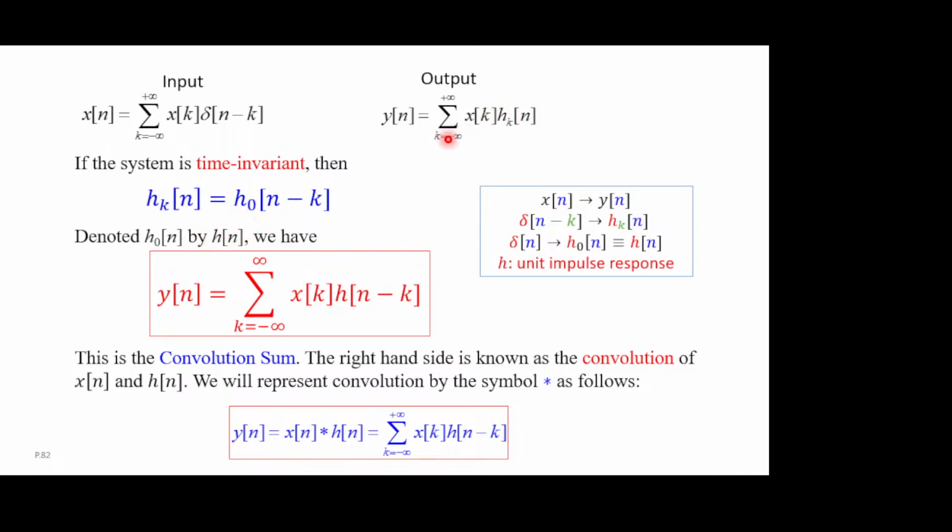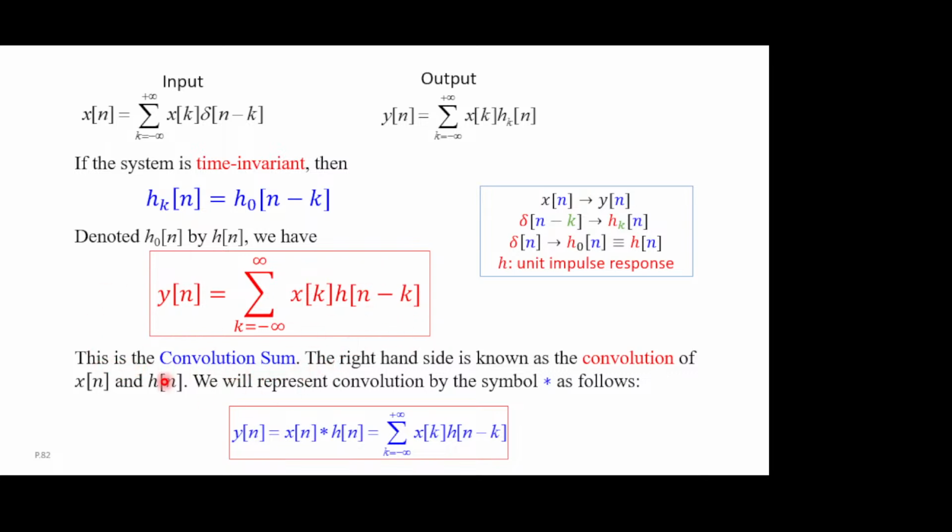You substitute those two equations into this thing here, and you see that y of n equals the summation over k from minus infinity to infinity of x of k, h of n minus k. So this is very nice. You see that every linear time invariant system is just characterized by this h function. You can just calculate this, and then you will get your y of n.